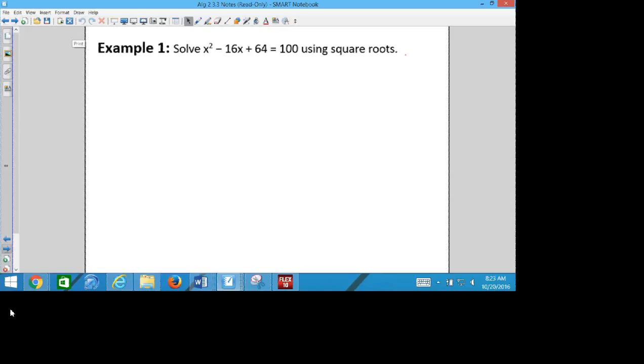All right, on example 1, we're going to solve x squared minus 16x plus 64 equals 100 using square roots. In order to solve it using square roots, we have to have something that is a perfect square. So the first thing I want you to do is factor x squared minus 16x plus 64, set that answer equal to 100. Factor it.